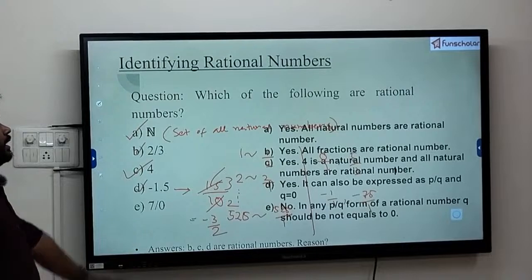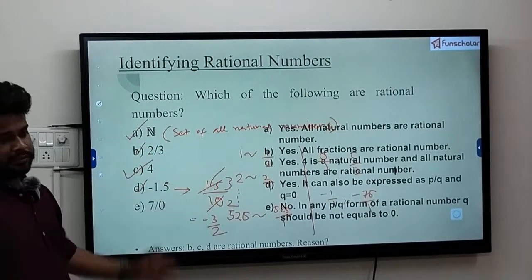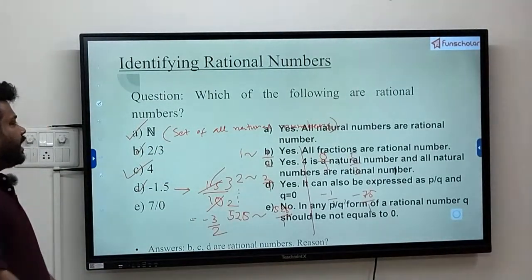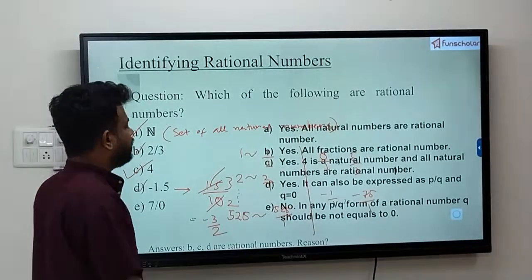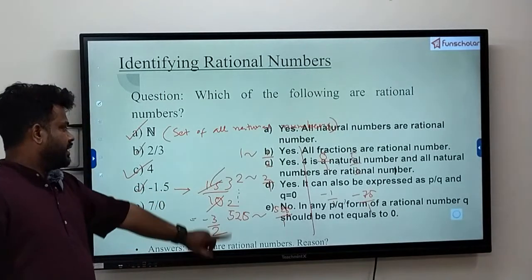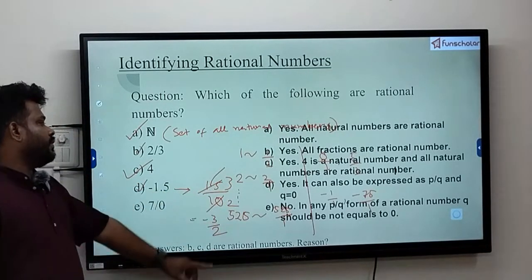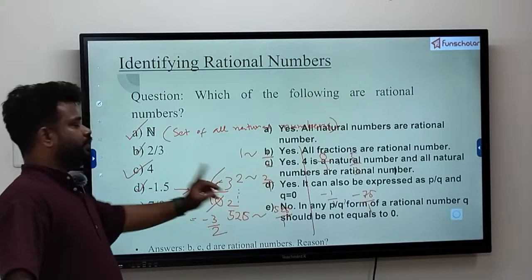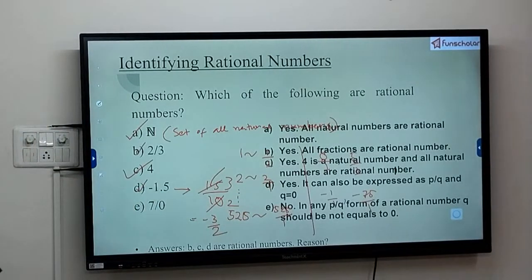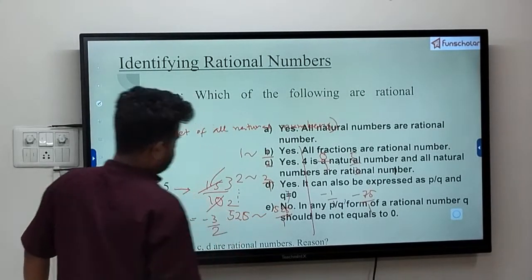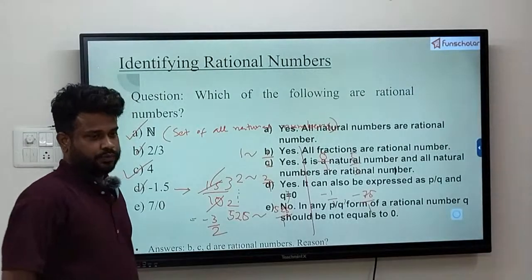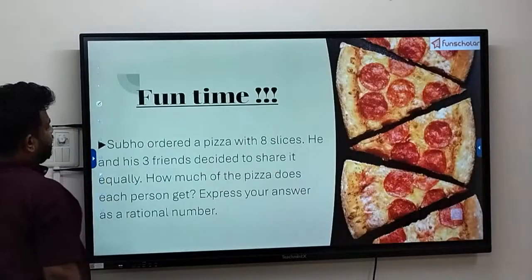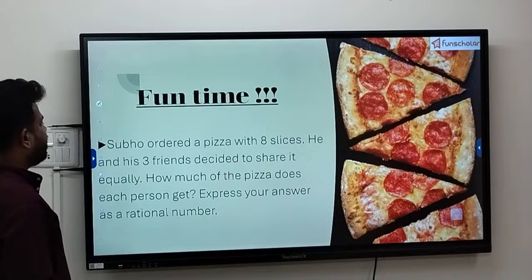Yes, all natural numbers are rational numbers. Yes, all fractions are rational numbers. Yes, 4 is a natural number, and all natural numbers are rational numbers. This can also be expressed as p by q, and q is not equal to 0. Any p by q form of a rational number should have q not equal to 0. Okay, next slide.